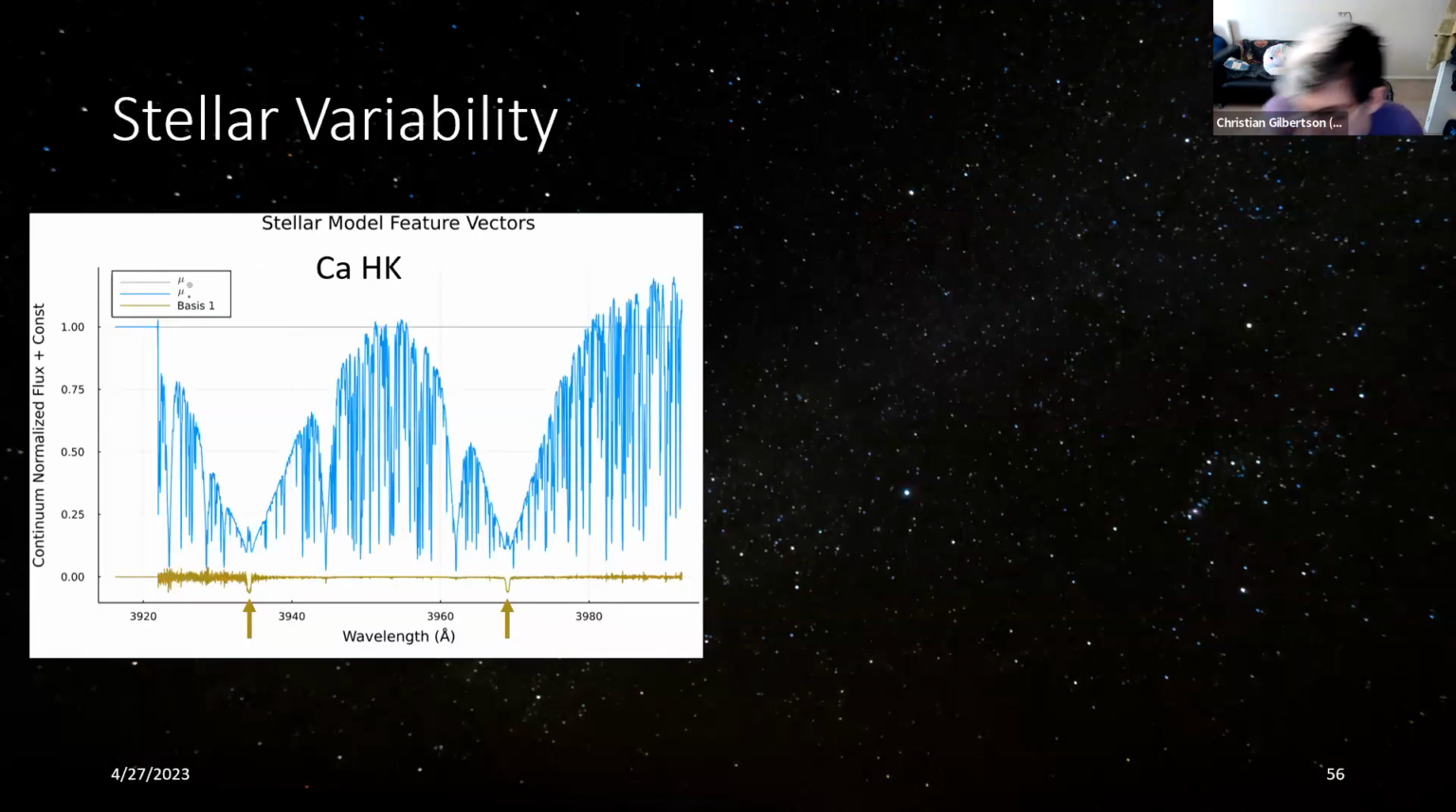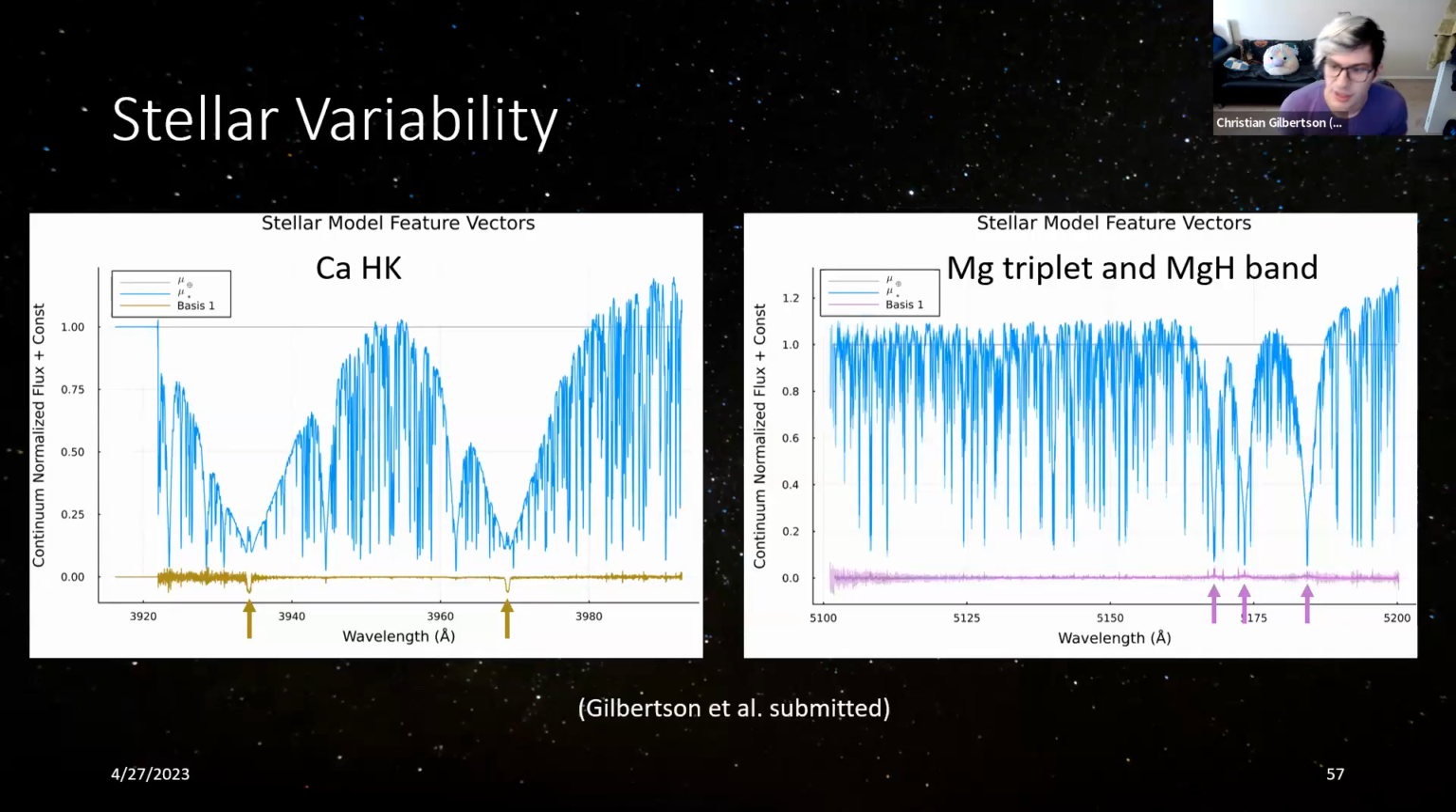SOOF is also able to identify stellar variability in multiple parts of the spectrum. Here, variation in the cores of calcium H and K lines, which are two deep lines shown in arrows, are clearly identified in this yellow feature vector. Another example is the more subtle variation in the magnesium triplet and some iron lines, which are found in the pink feature vector on the right. The scores corresponding to these features track very closely with NUID's direct measurements of calcium H and K, and can themselves be used as activity indicators.